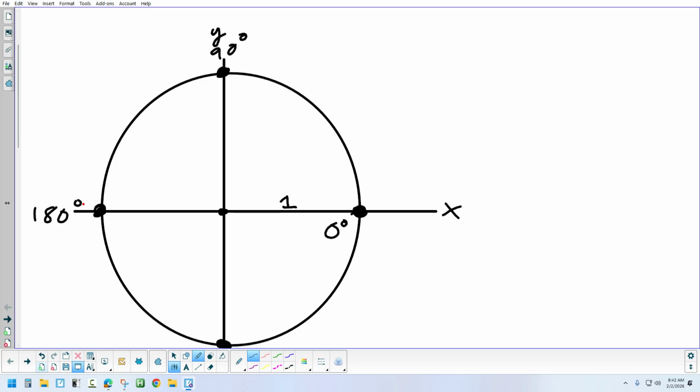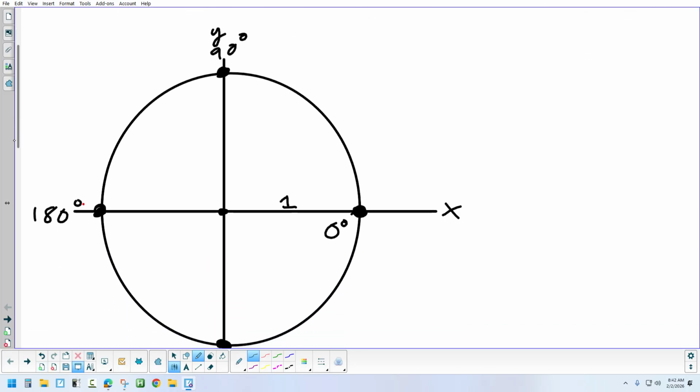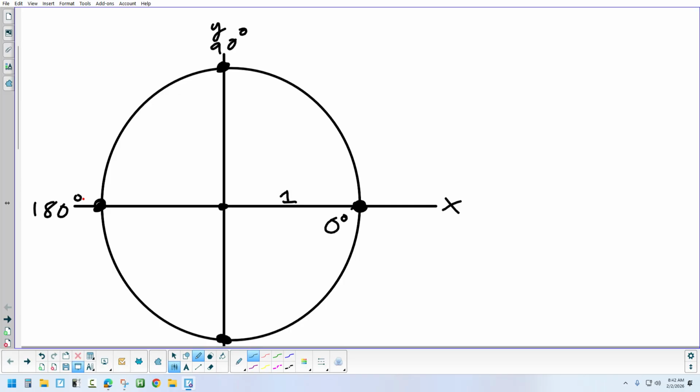Okay, so what that is, that's a unit circle. Okay, a unit circle is just a circle that has a radius of 1. The kind of trig that we're doing, we can do it on a circle that's not a unit circle if we want, but a unit circle is easier. That's why we did it that way. So a unit circle has a radius of 1.